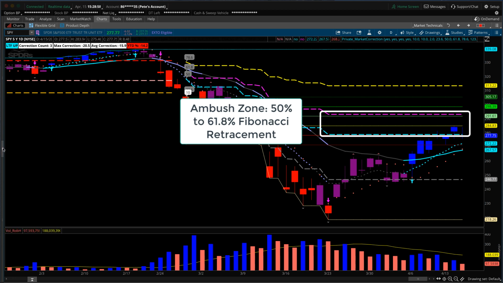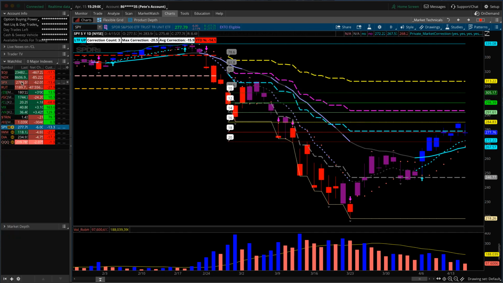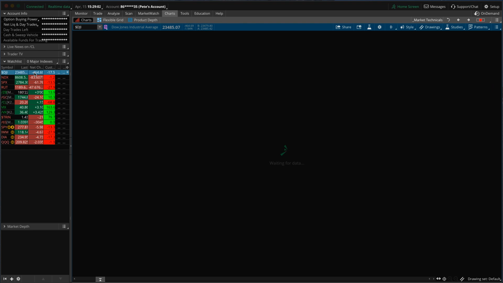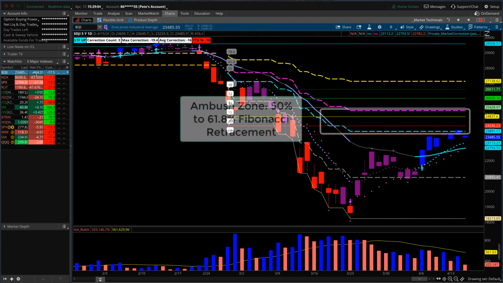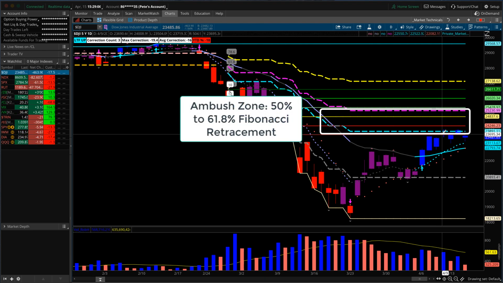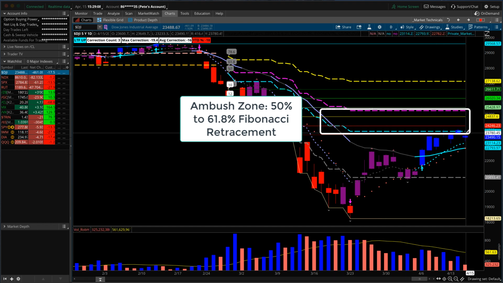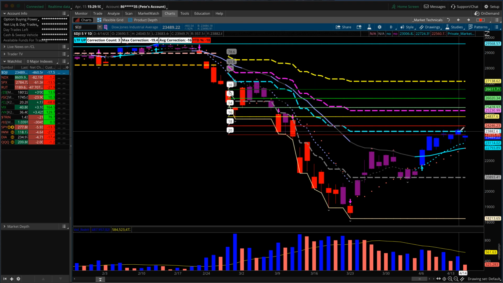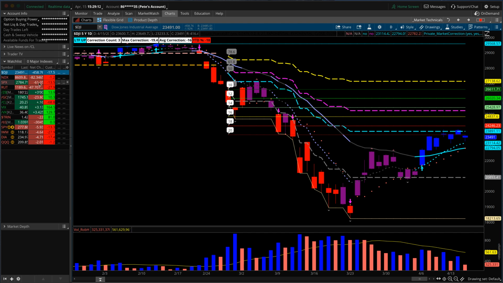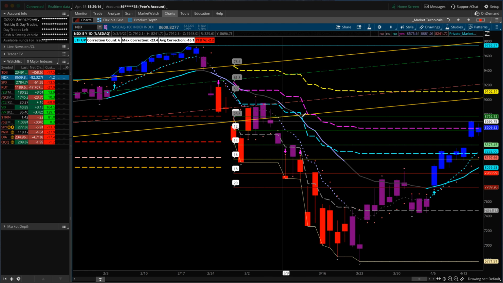Now we can look at the other major indexes and see how that level has been in play. We'll just go ahead and look at the Dow Jones Industrial Cash Index. Same thing here, 1, 2, 3, and now 4 days failing to get up into the ambush zone. Very strong resistance.